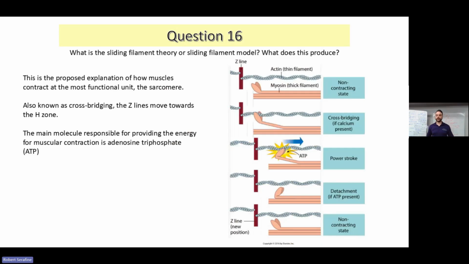Now, one of the main molecular structures responsible for producing muscular contraction is the molecule called adenosine triphosphate, which means we have one adenosine molecule and three phosphate molecules. I don't want to get into the super sports science of it, but we take that molecule and break off one of the phosphate molecules, which then allows all this stuff to happen.